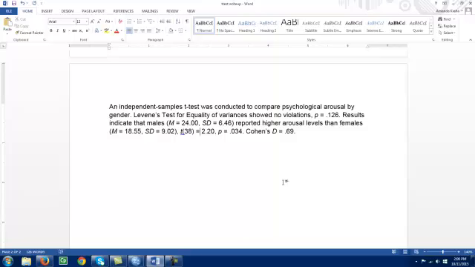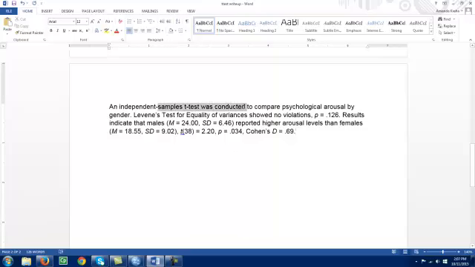Next, results indicate that males, that was one of our groups, and in parentheses you're going to give the mean and the standard deviation, reported higher arousal levels than females. Again, their group mean, their group standard deviation, comma, t, in parentheses the degrees of freedom, equals the actual t statistic, which in this case was 2.20, comma, p equals 0.034, comma. Looks like I accidentally put a period there, let me fix that real quick. So p-value equals, comma, Cohen's d equals 0.69.